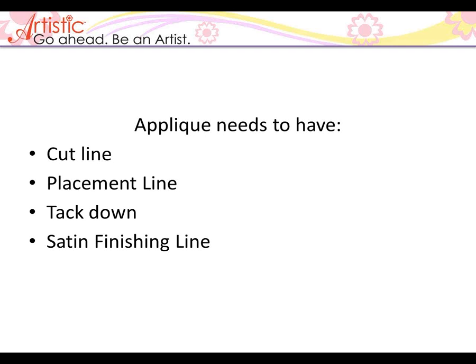Then it needs a placement line to show you actually where to put your fabric. So I would put my fabric down, I'd tack it down, I would trim with my little scissors, and then I would finish it off with a satin finishing line. So there's always more than one way to do anything. This is just the way I chose tonight to do this.